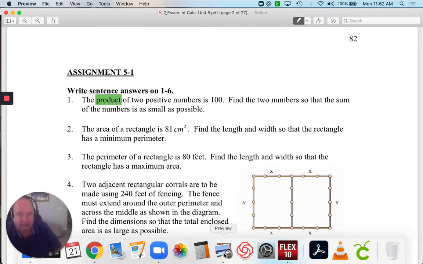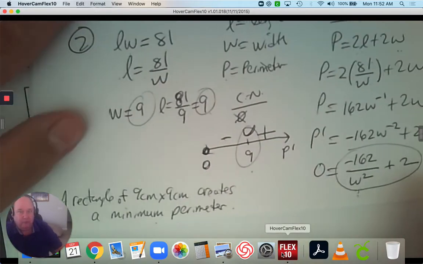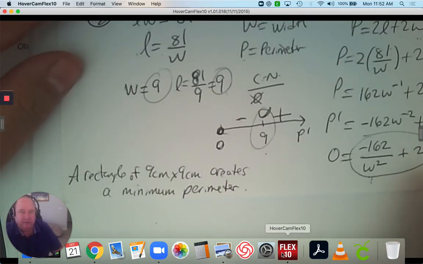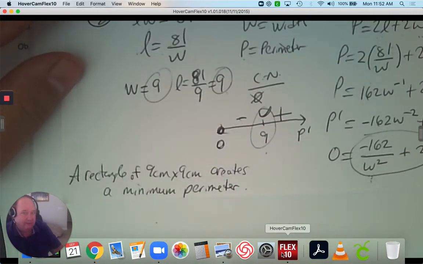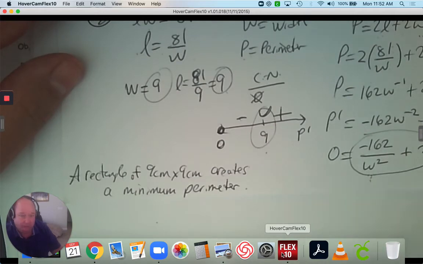So the rectangle has a minimum perimeter, and I found the minimum. So a rectangle of 9 centimeters by 9 centimeters creates a minimum perimeter, and the question's over. And again, you can press pause if you want to.